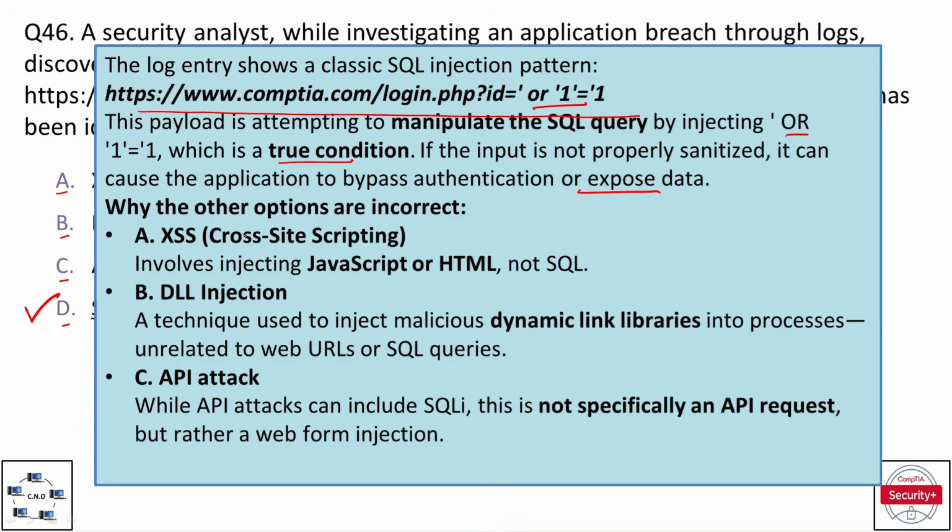Why the other options are incorrect? Option A, cross-site scripting, involves injecting JavaScript or HTML, not SQL. Option B, DLL injection, is a technique used to inject malicious dynamic link libraries into processes, unrelated to web URLs or SQL queries. And option C, API attack. While API attacks can include SQL injection, this is not specifically an API request, but rather a web form injection.